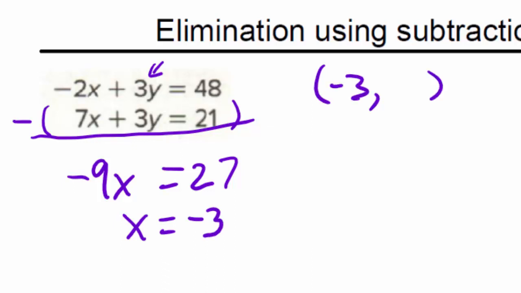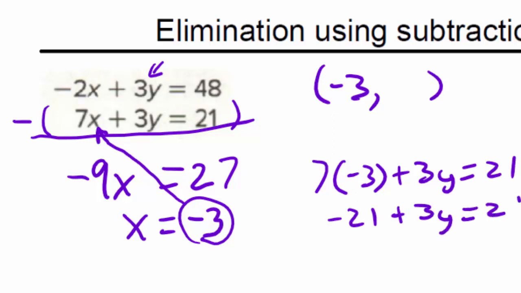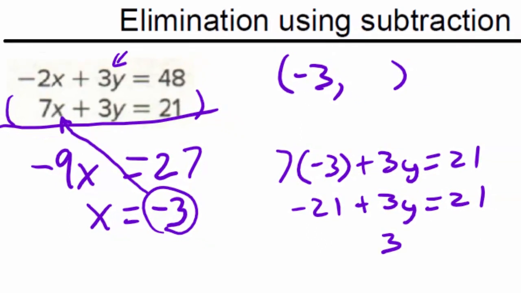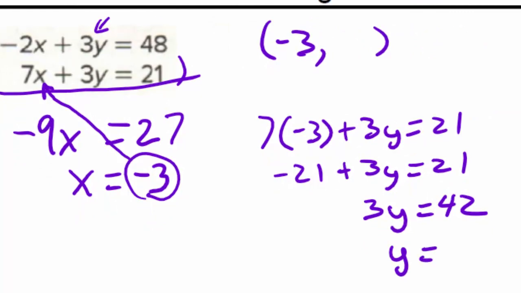We've got to find the y value. And I think I'm going to substitute my x into the second equation right here. So 7 times negative 3 plus 3y equals 21. So negative 21 plus 3y equals 21. Add 21 to both sides. 3y ends up equaling 42. Divide both sides by 3, and y equals 14. So the second part of the solution is 14. The whole solution is negative 3, 14.